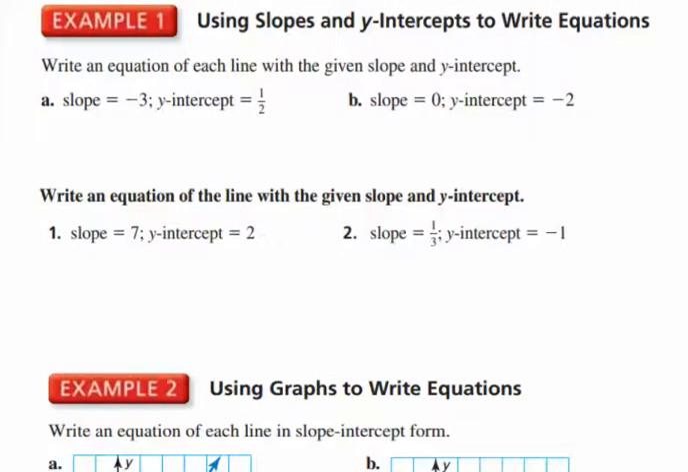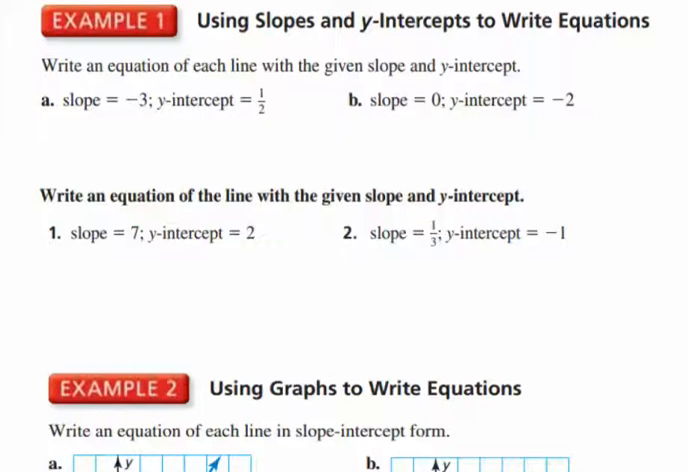In this video, we're going to look at how we would write the equation of a line in slope-intercept form. If 1, we're given the slope and the y-intercept. If 2, we have a graph of the line. If 3, we have points, 2 points on the line.